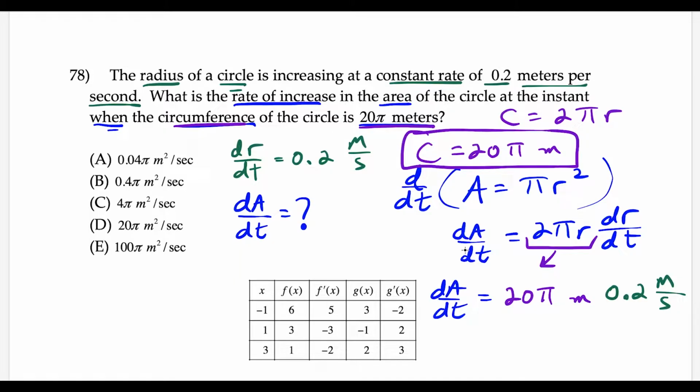And now we just have to multiply. 20 pi times 0.2 is going to be equal to 4 pi. And then when you do meters times meters per second, that's square meters per second. That's how we know the units are going to match here. And now we just have to match this. This is going to be choice C.